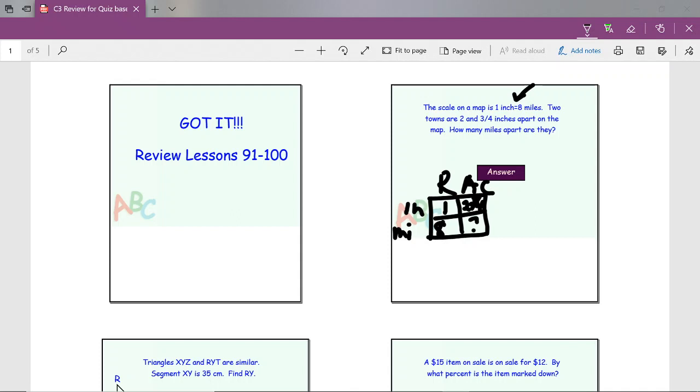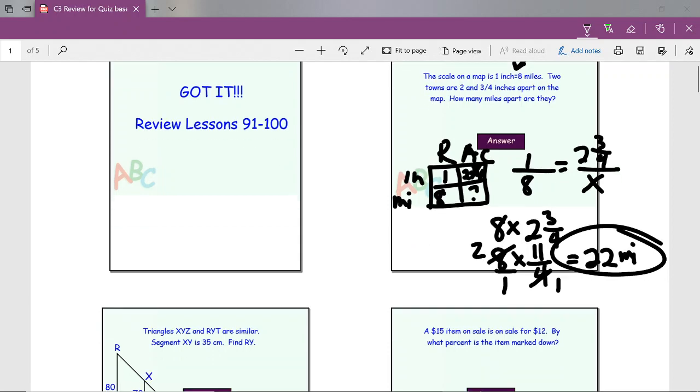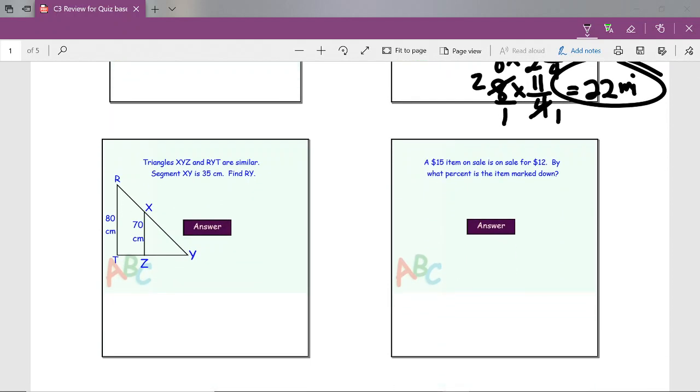Well, we could make a ratio or a proportion here if you would like. 1 over 8 equals 2 3/4 over x, or you can see that there's a scale factor from 1 to 2 3/4, so I need to multiply 8 times 2 3/4. Well, when you do that, I would put it as an improper fraction first. So this would be 8 times, well, 4 times 2 is 8 plus 3 is 11 over 4. I can do a little bit of reducing before I do anything else. Looks like I'm just multiplying 2 by 11 and get 22 miles. And that is our answer. It's 22 miles apart.